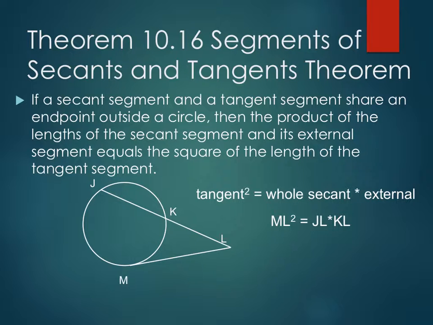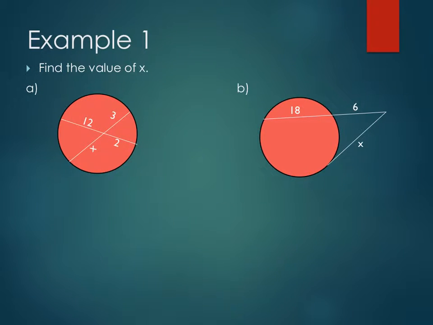Those are the three theorems you've got to know. The two chords, where the product of one is equal to the product of the other. Two secants, whole times external equals whole times external. And a secant and a tangent, which is tangent squared equals whole times external. Now I've got to figure out which one you're looking at, okay?